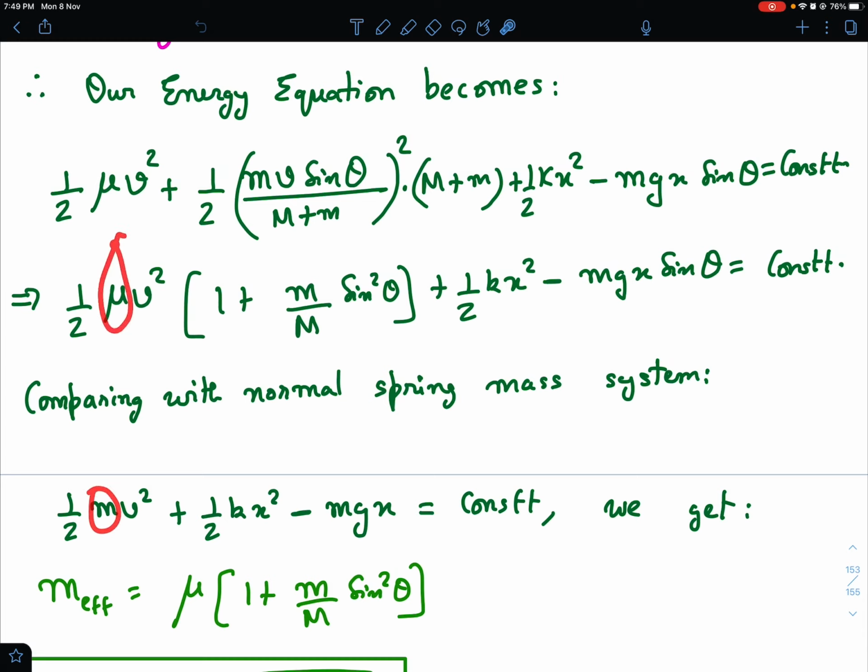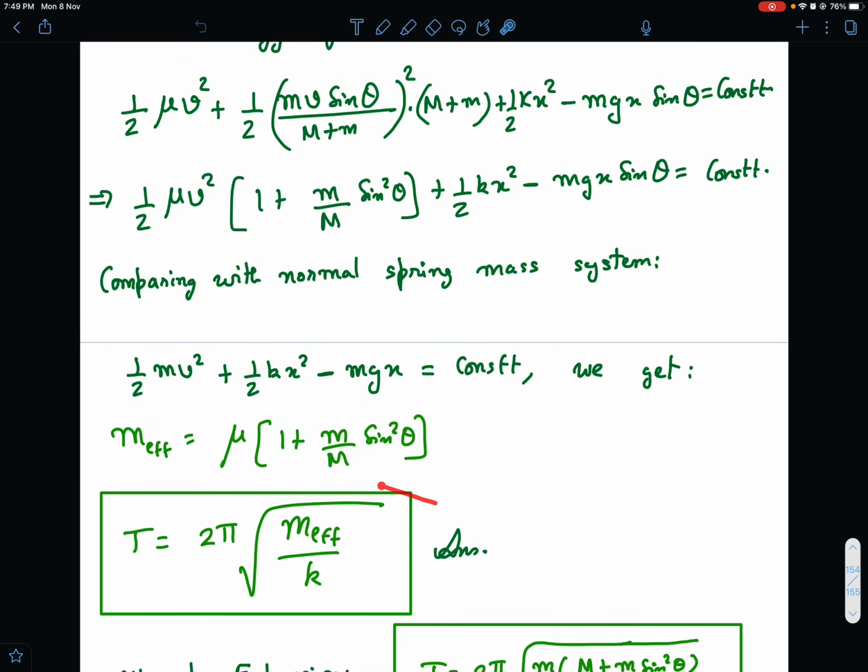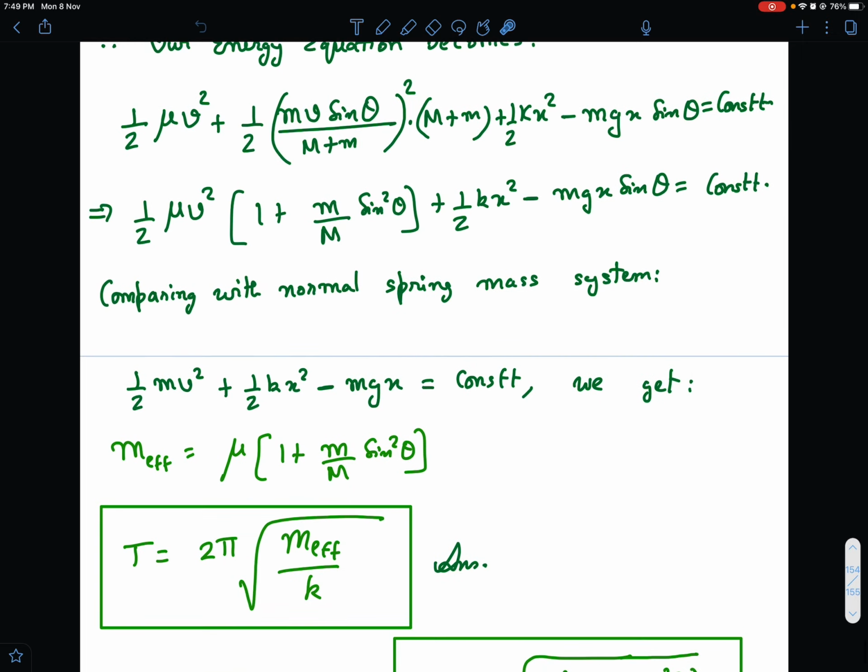You compare m with this term, right? Mu into this. So effective mass is mu into 1 plus small m by capital M into sin square theta, right? And then time period simply becomes 2 pi under root of m effective by k. So that is our answer. Okay. So for purpose of explanation, I have written so many lines, but you could easily do it within one line or maximum maybe 2 lines.